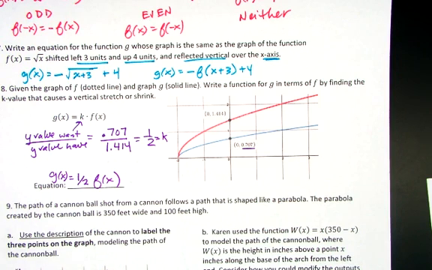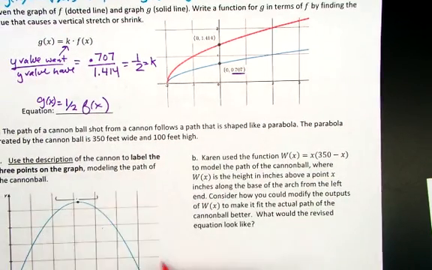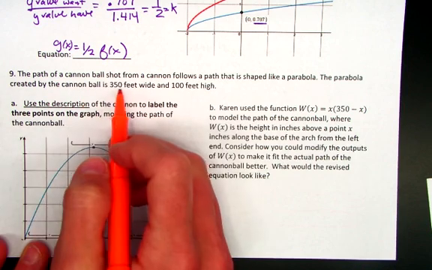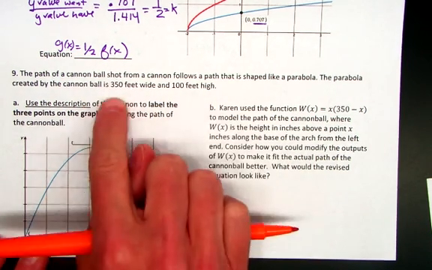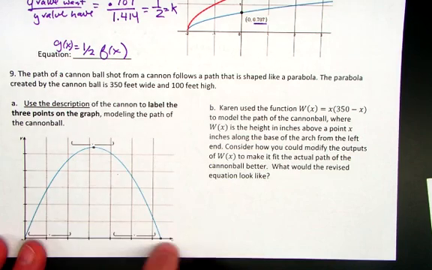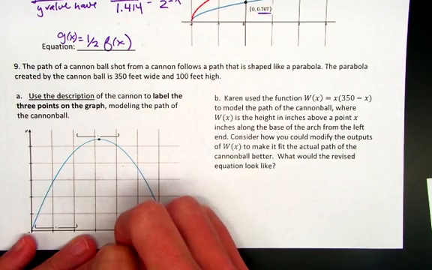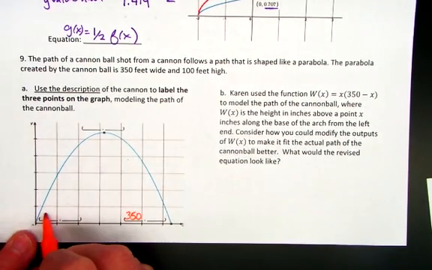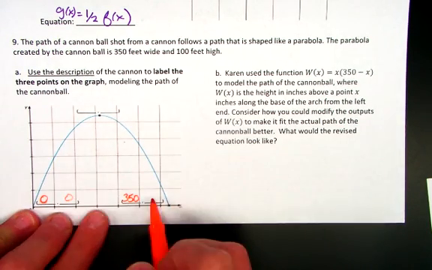And then the last problem, we have the path of a cannonball shot, and it's shaped like this parabola. This is the path that we're looking at. And we know the cannonball goes 350 feet wide and 100 feet high. Well, 350 wide means that where it lands, that x value has to be 350. And we're starting at 0. And then the y value on the ground is going to be 0 and 0.